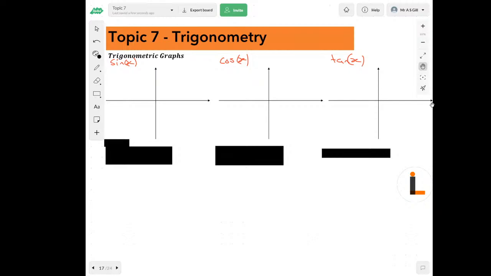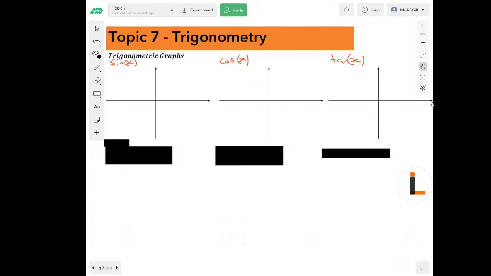So what I would always do when I'm drawing out trigonometric graphs is draw out the graphs first and add the values in later, just because it makes it a bit easier when you're drawing it freehand. We're not worried about 100% precise sketches at the moment.